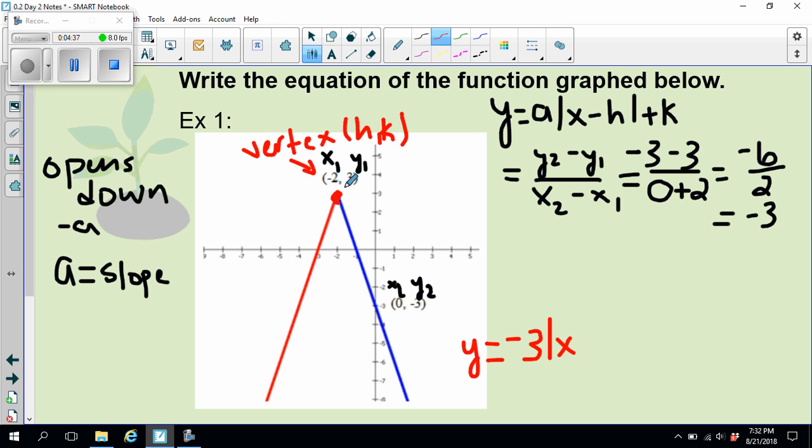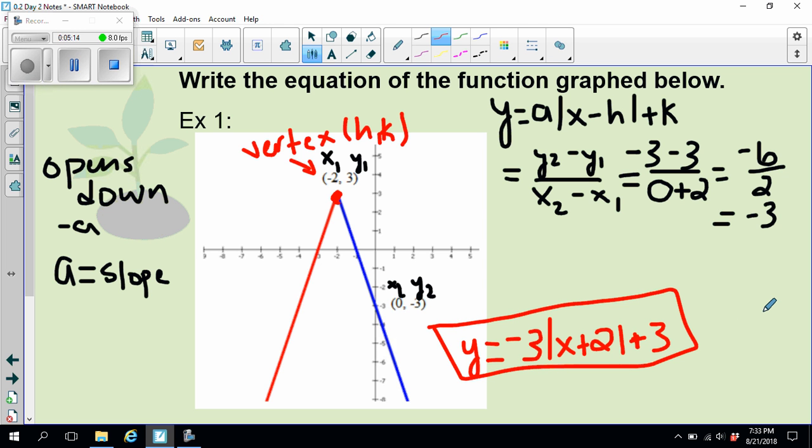Now, remember, we do the opposite of what we see. So we see -2 as our h. That means it becomes +2 in the equation. And k is exactly as you see it. So since we see a +3, we put a +3. So now that means here that our equation for this absolute value function is y equals -3 times the absolute value of x plus 2 plus 3. And then this would be your final answer here.